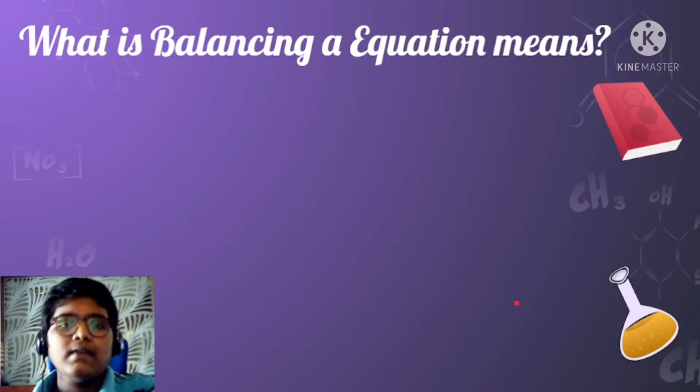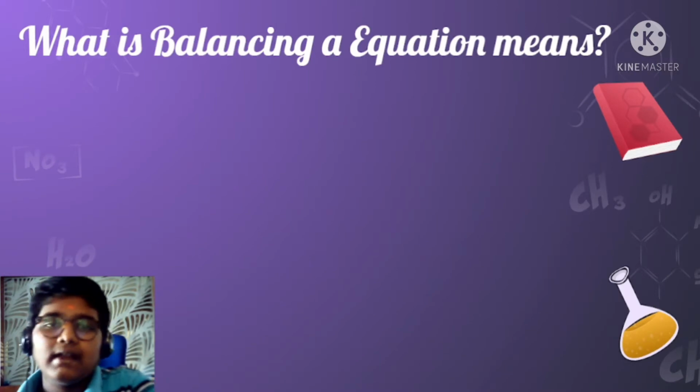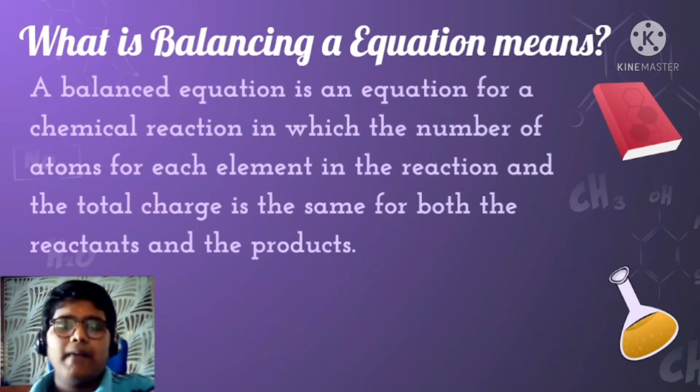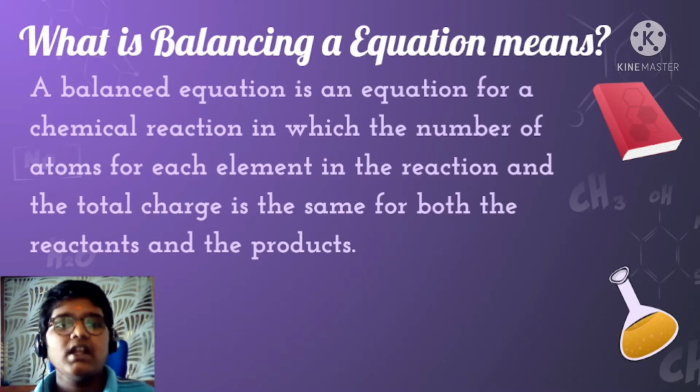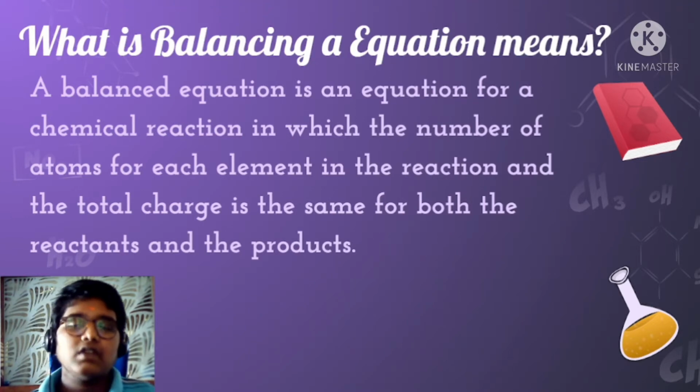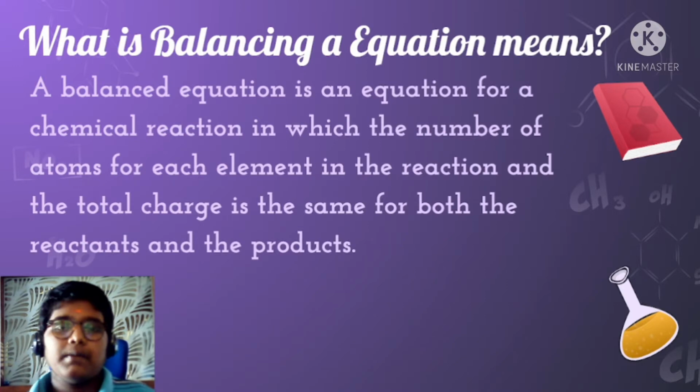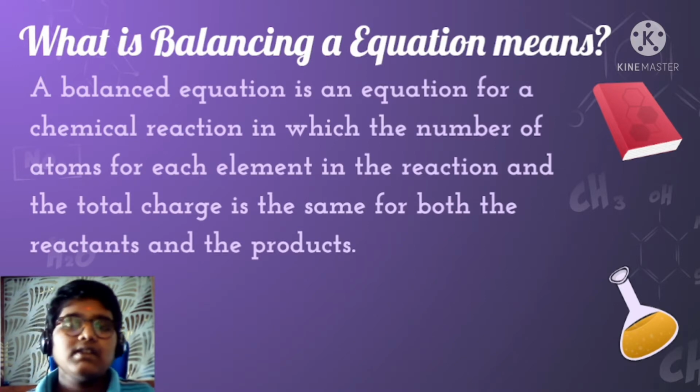So let us see what exactly balancing an equation means. A balanced equation is an equation for a chemical reaction in which the number of atoms for each element in the reaction and the total charge is the same for both reactants and products, which means the number of atoms on the left hand side would be equal to the number of atoms on the right hand side, which means the number of reactant atoms and the number of product atoms will be equal.